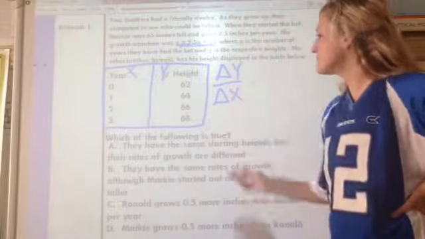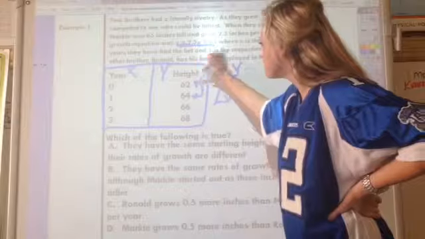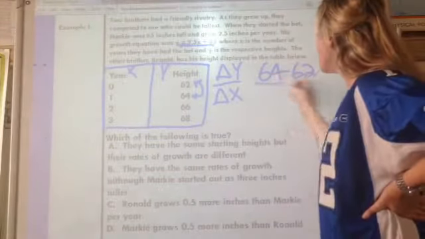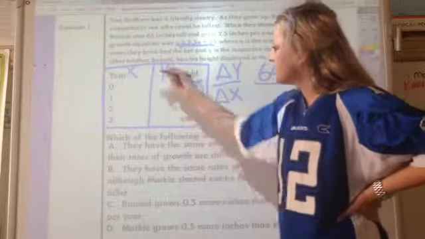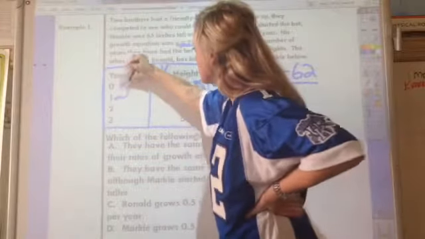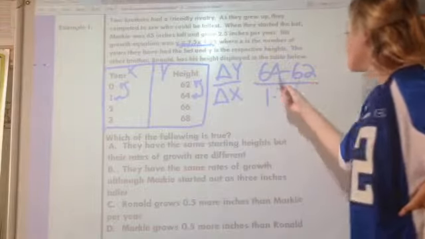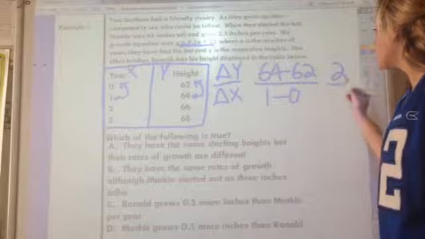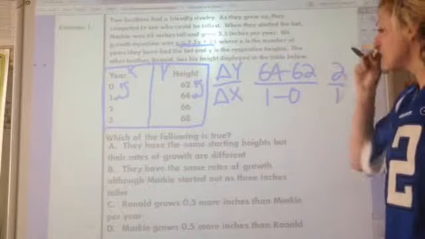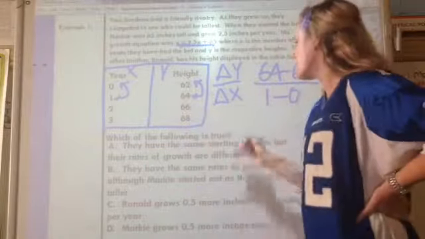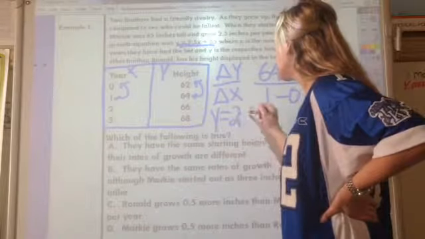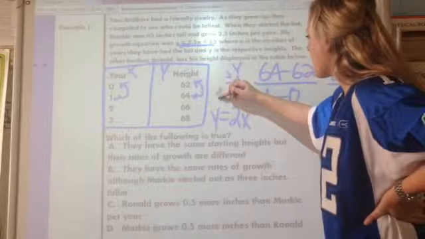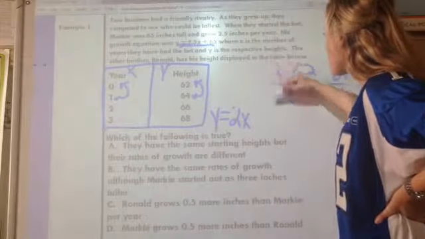So change in y. I'm just going to pick my first two values. So I'm going to have 64 minus 62 over change in my x values, which is just 1 minus 0. 64 minus 62 is going to leave me with 2, and then 1 minus 0 is going to leave me with 1. So I know that this table has a slope of 2, and then of course I add my x value. My next step is to add my y-intercept.